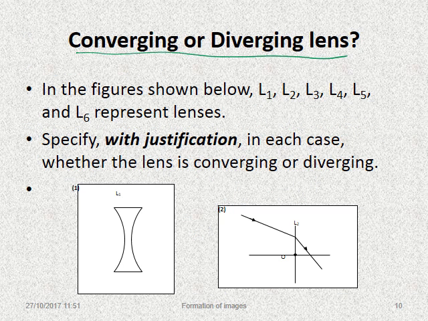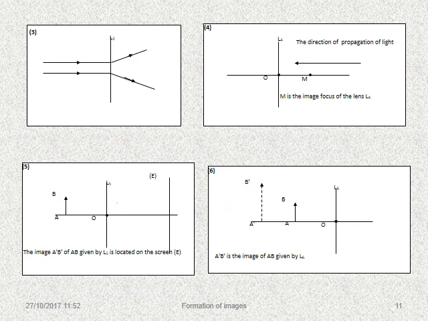Converging or diverging. In the figure below, specify with justification whether the lens is converging or diverging. First lens, L1, thick edge, thin at the center, so it is diverging. Here, the emergent ray is directed toward the optical axis, so it is converging. L3, beam of light separates, so diverging.